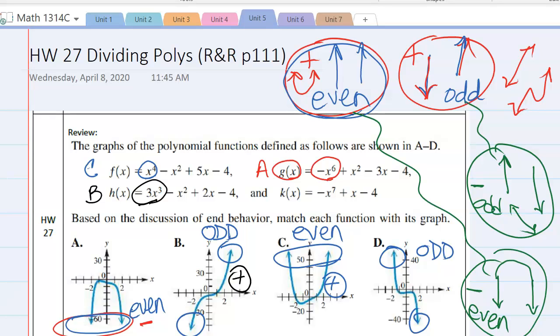Finally, by process of elimination, or by working the end behaviors, we can see that graph D needs an odd degree polynomial with a negative leading coefficient. Graph D goes with the polynomial k of x.